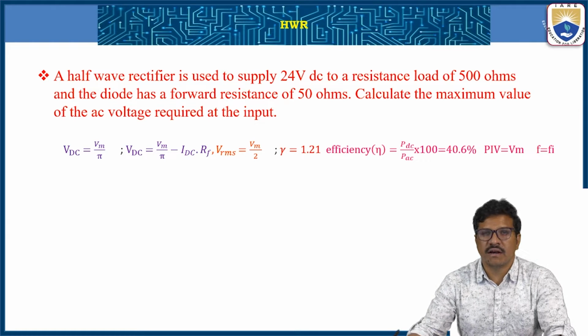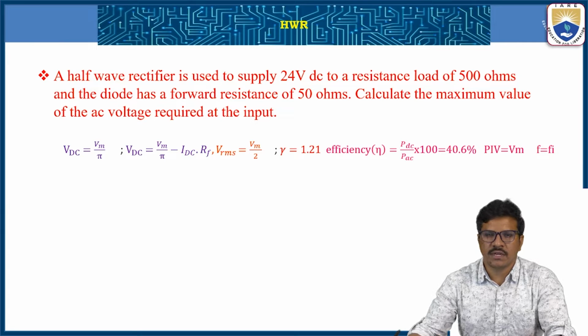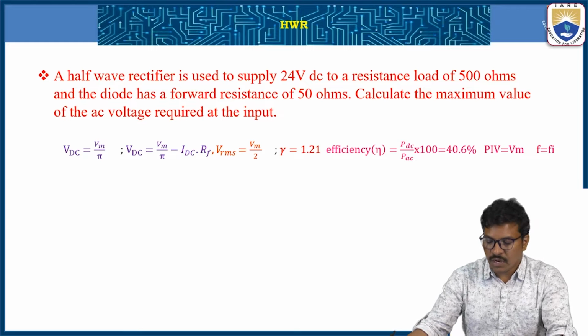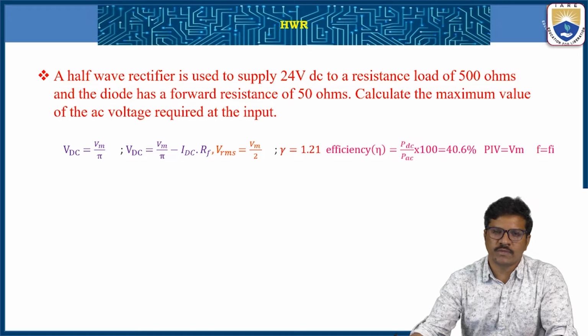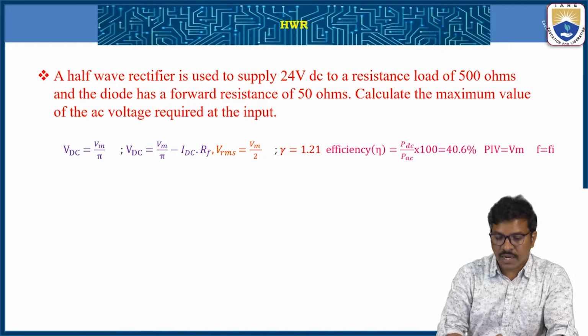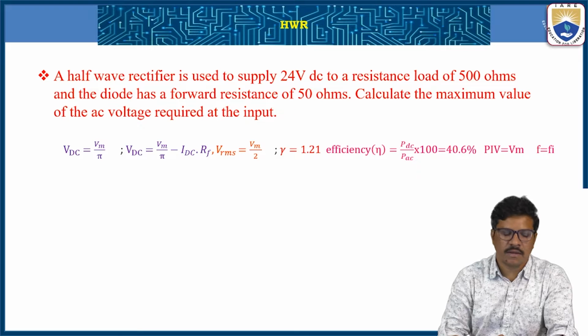Simply we can say that the half-wave rectifier is not practically useful, because it has only 40% efficiency and the ripple factor is more than 100%. So it is not preferable for practical applications. We move to the full-wave rectifier and then the bridge rectifier. Anyway, now we will see and solve some problems on half-wave rectifier. Let us consider this problem.